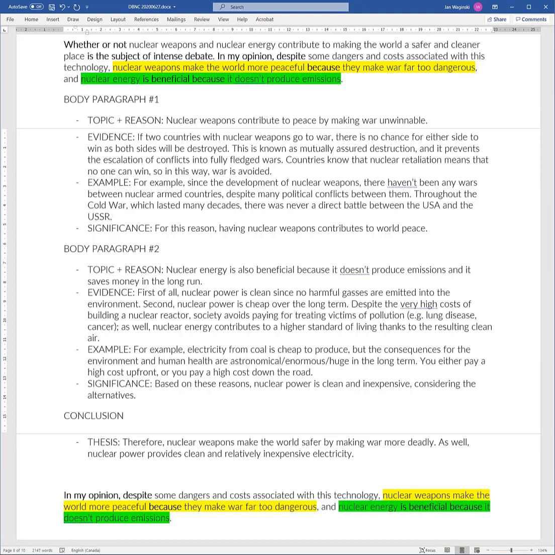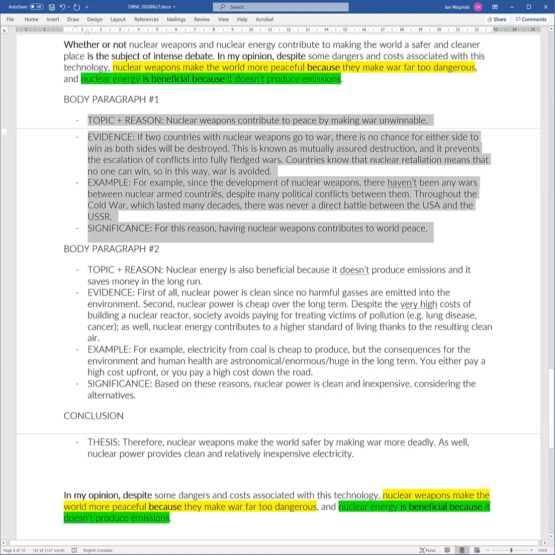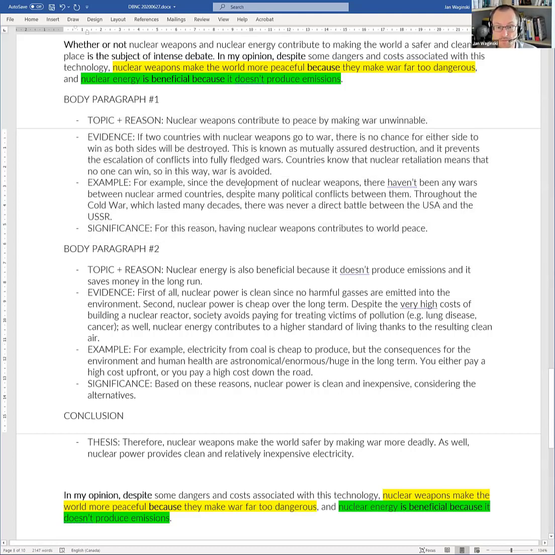The word retaliation means returning? It means revenge. If you do something bad to me, I will retaliate and do something bad to you. Revenge. Okay, now it's getting closer in size to the first one, to the second body paragraph.